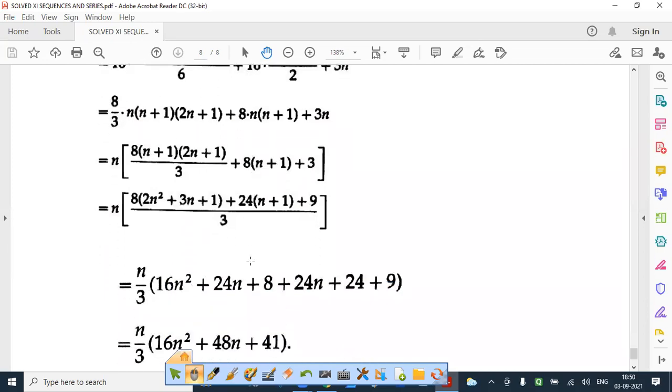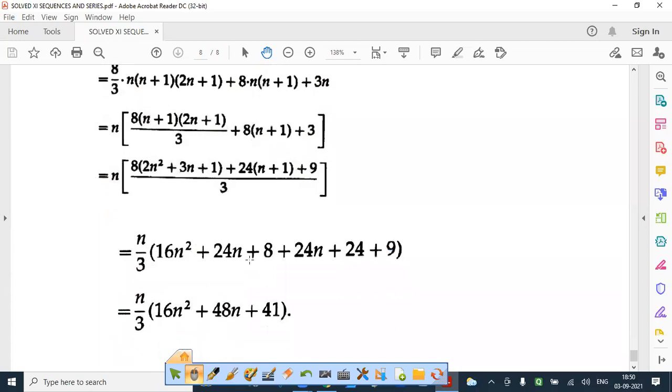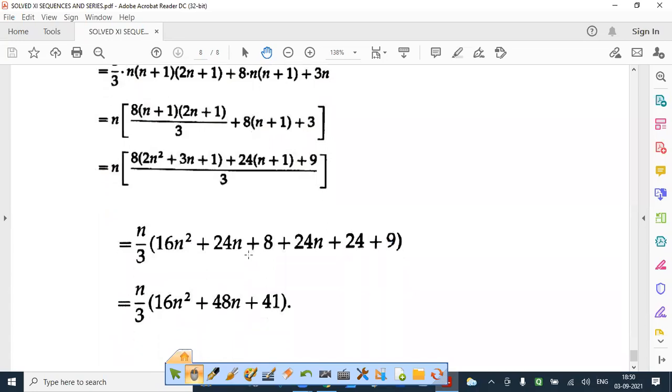If you simplify, rearrange the terms, you get the final answer. You get the final answer as what? n upon 3 into 16n square plus 48n plus 41. How to verify? Put n equal to 1 and see whether you get 35 or not.